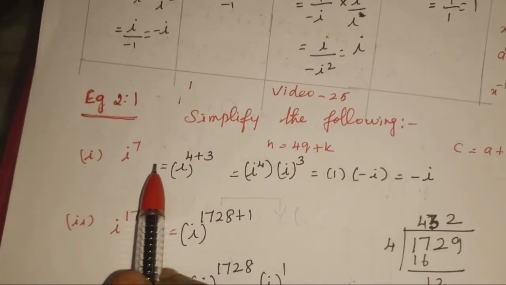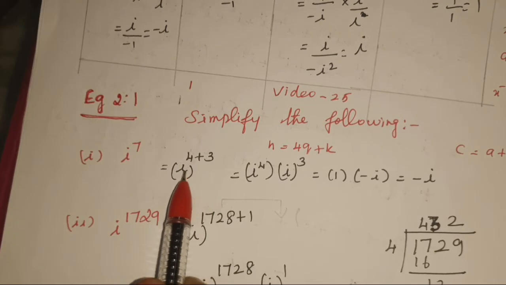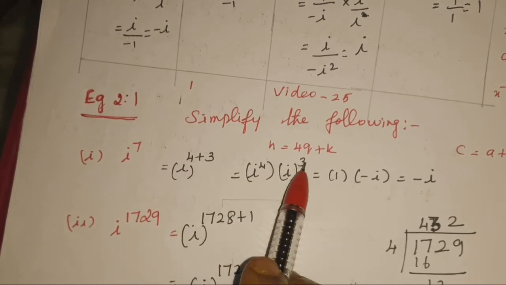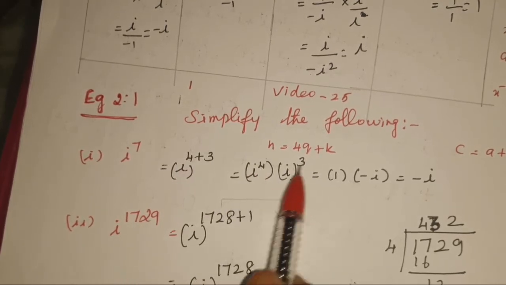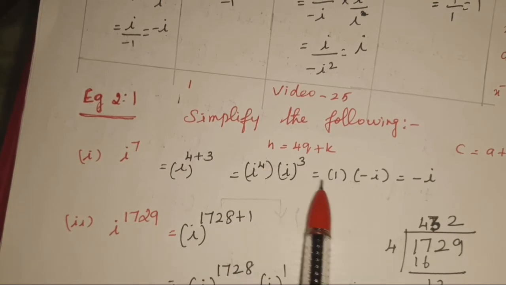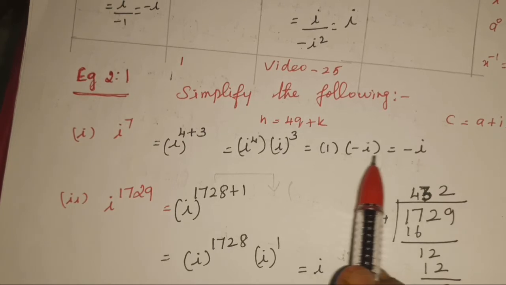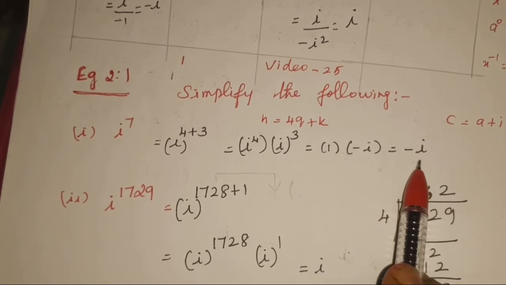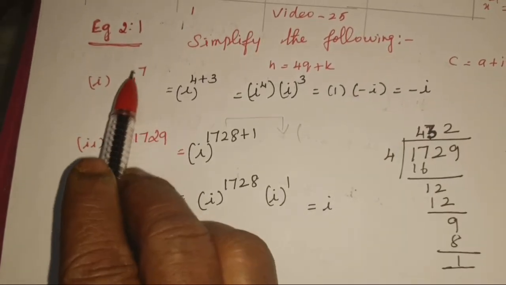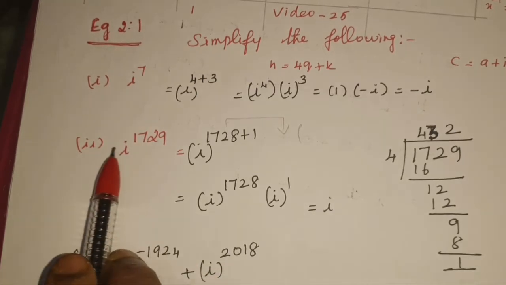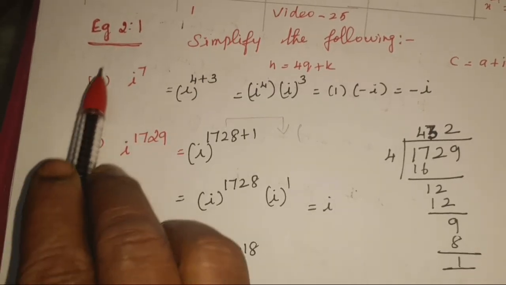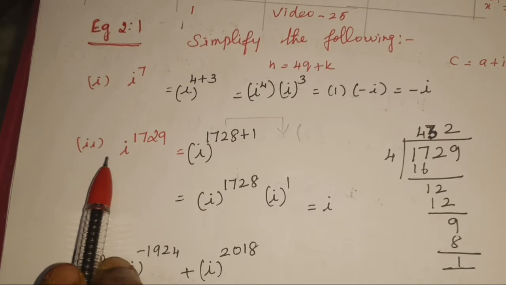So i power 7 is rewritten as i power 4 plus 3, that is a power m plus n equals a power m into a power n. So i power 4 into i cube. i power 4 is 1, and i cube is minus i. Therefore 1 into minus i is minus i. See the second question. This 7 is a very small number. Now we write the second example.